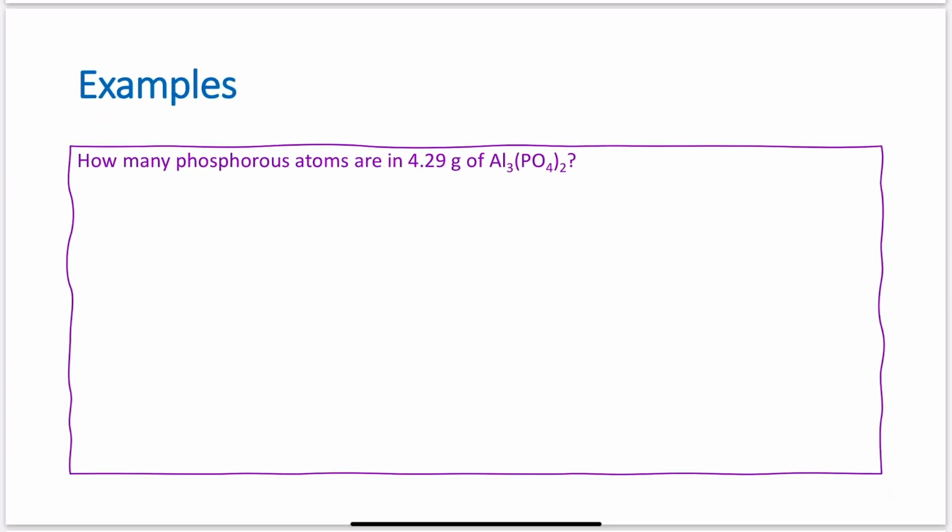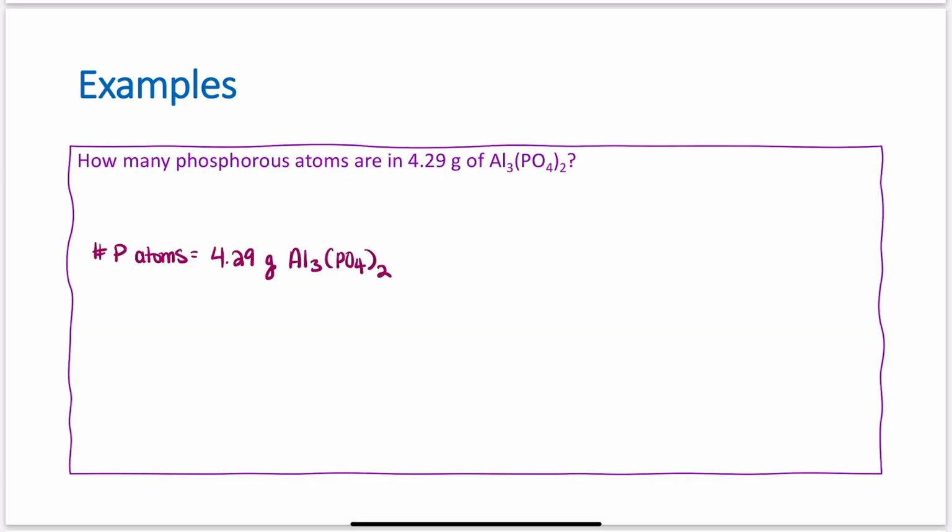Okay, what's next? How many phosphorus atoms are there in 4.29 grams of aluminum phosphate? Well, what are we trying to find? We are trying to find number of phosphorus atoms. First thing I do is write down what I'm trying to find. Next thing I write down is what I'm given. I'm told that I have 4.29 grams of aluminum phosphate.